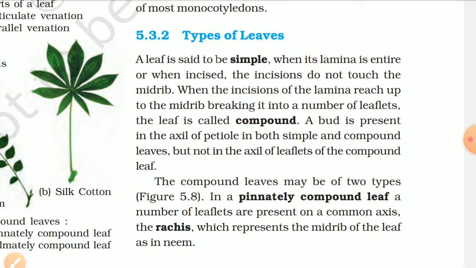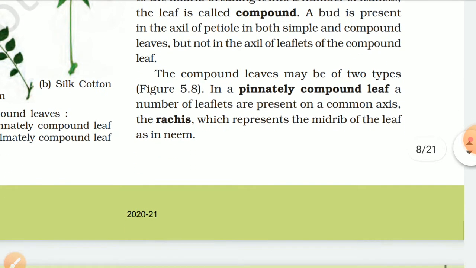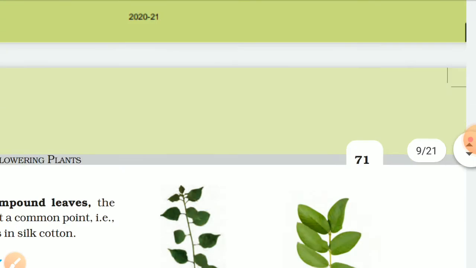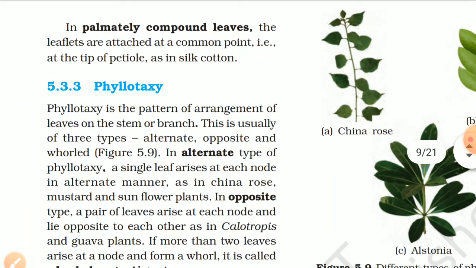The compound leaf may be of two types. Figure 5.8. In a pinnately compound leaf, a number of leaflets are present on a common axis, the rachis, which represents the midrib of the leaf, as in neem. In a palmately compound leaf, the leaflets are attached at a common point, that is, at the tip of the petiole, as in silk cotton.